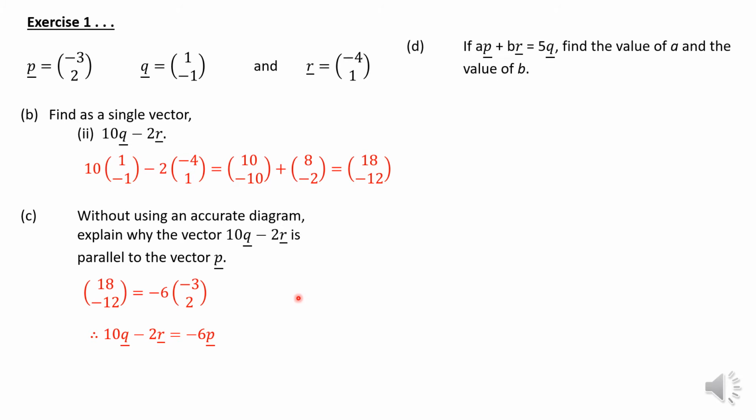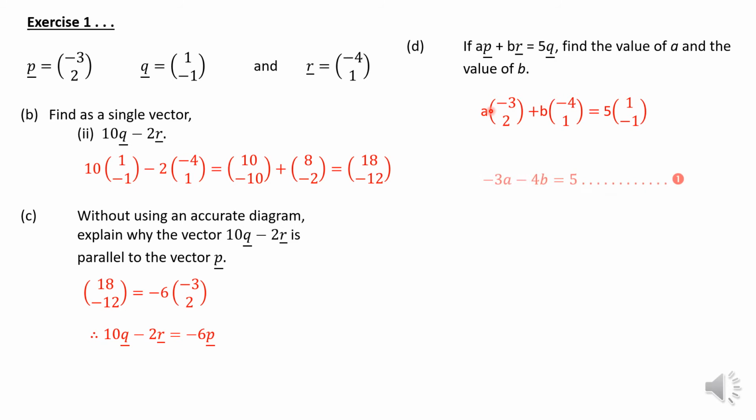Right, now a D part here, and here you have to be a bit careful. The a here is some unknown value, a number, the b is a number, and then that's a 5 there. All right, so we need to find the values of a and b. So immediately when you are looking for two variables, unknown numbers, then you are thinking of simultaneous equations. So what you do here is I bring my vector p, which is negative 3, 2. I bring my vector r, which is negative 4, 1. I let it equal to 5 q, and then I bring my vector q here.